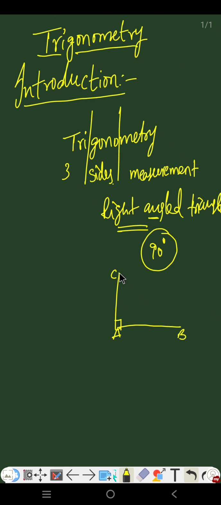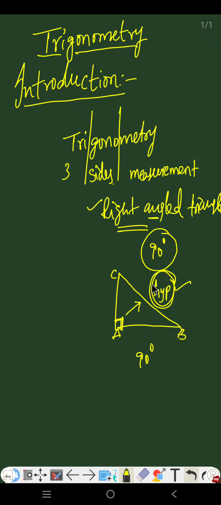And if we draw CB, one triangle is formed here. Which type of triangle? A right angle triangle. In this right angle triangle, angle A is 90 degrees, and opposite to this 90 degrees there is one side. What is that? CB. This CB is called the hypotenuse. The side which is opposite to 90 degrees is called the hypotenuse. So the hypotenuse exists in the right angle triangle.